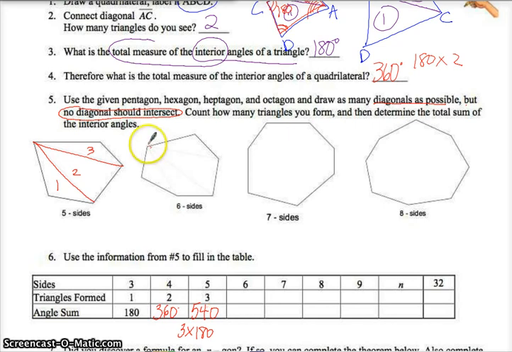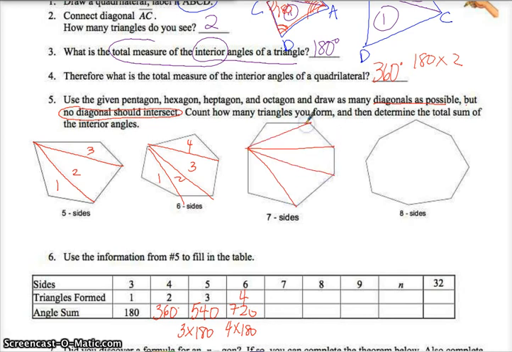Okay, if you unpaused, you should find that there are 4 triangles in a 6-sided figure. So we're going to multiply 4 times 180, right? And so we would get 720. In a 7-sided figure, all my diagonals that do not intersect, I have 1, 2, 3, 4, 5 triangles. So this is the number of triangles formed.